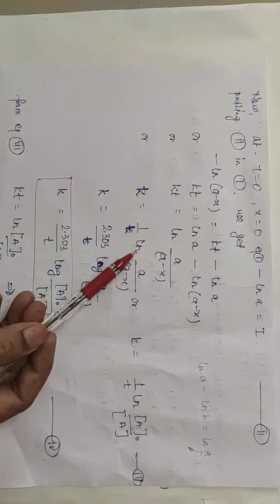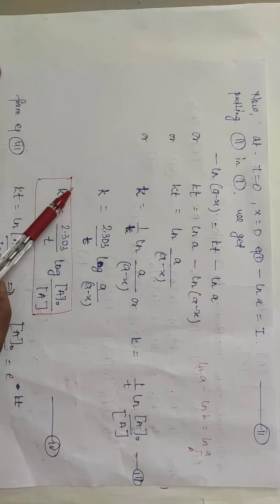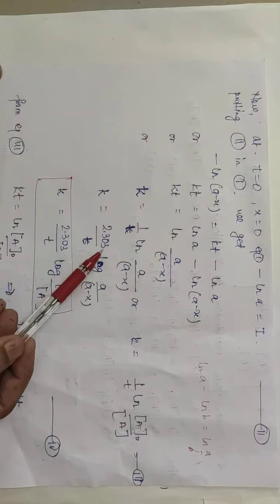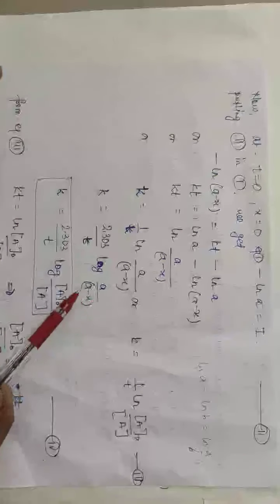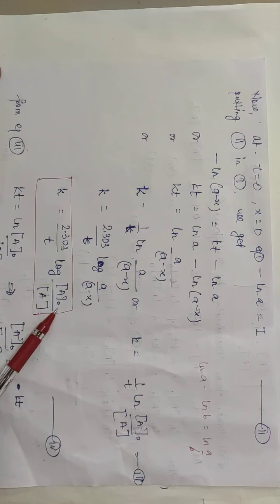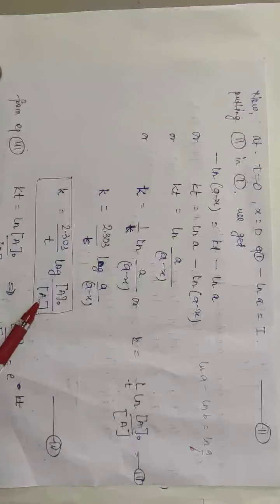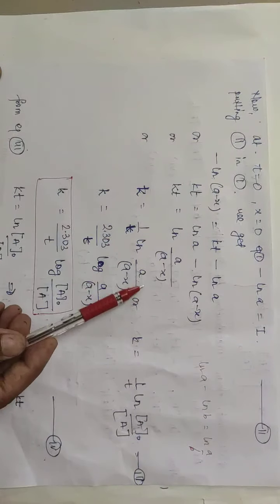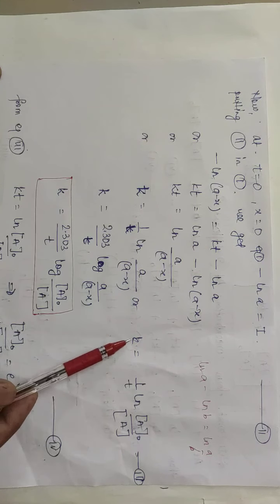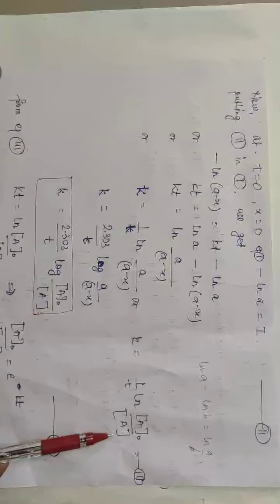Now converting ln to log base 10, we will multiply by 2.303. So the equation becomes k equal to 2.303 by t log a upon (a minus x). Now putting the value of a and a minus x, a is a naught, and a minus x is the molar concentration of A. So this represents the expression for the rate constant for the first order reaction. Here also we can put the values of a naught and a, which will give k is equal to 1 by t ln a naught upon a.